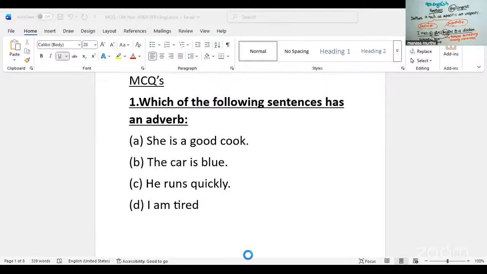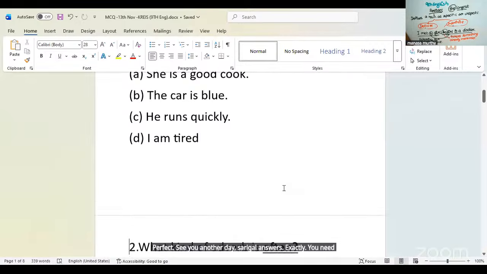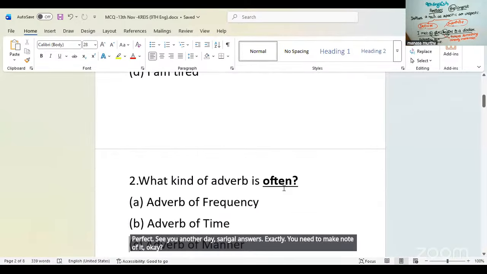Which of the following sentences has an adverb? She is a good cook. The car is blue. He runs quickly. A, B, C, D. Perfect. C is the correct answer. Exactly. You need to make note of it. Okay. Last we'll discuss the answer.